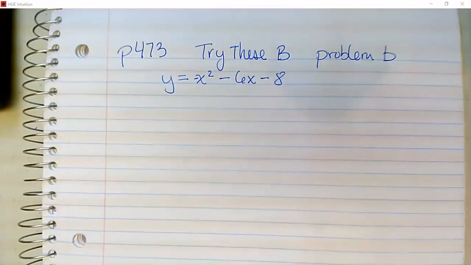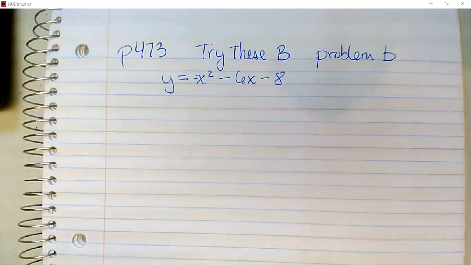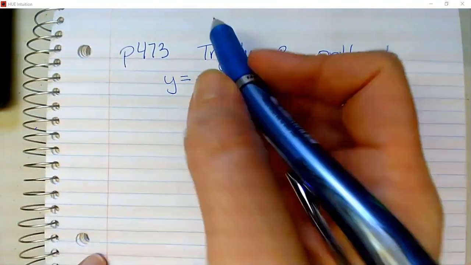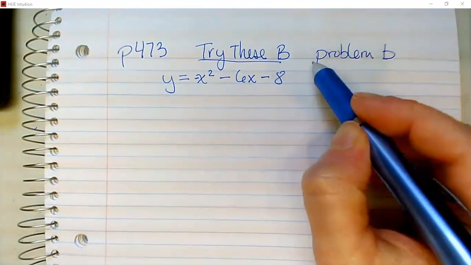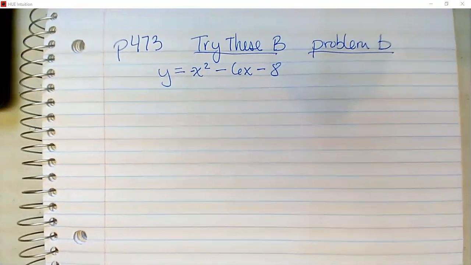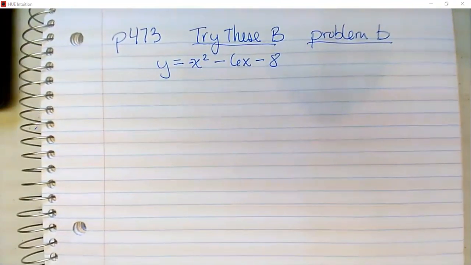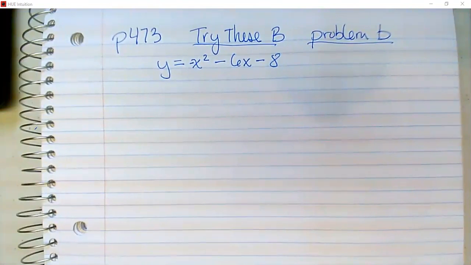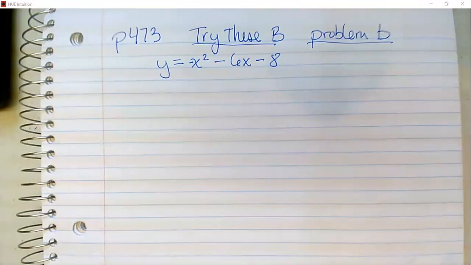Okay, at this point, we've gone through a few different examples and I'm ready for you to start trying these on your own. However, if you look at page 473, the Try These B section, problem B, you'll notice this one is slightly different from the other ones we have looked at. This one has a negative sign in front of x squared. So I wanted to do an example like this to show you how to work it out and what to do with that negative sign and what it means, okay?